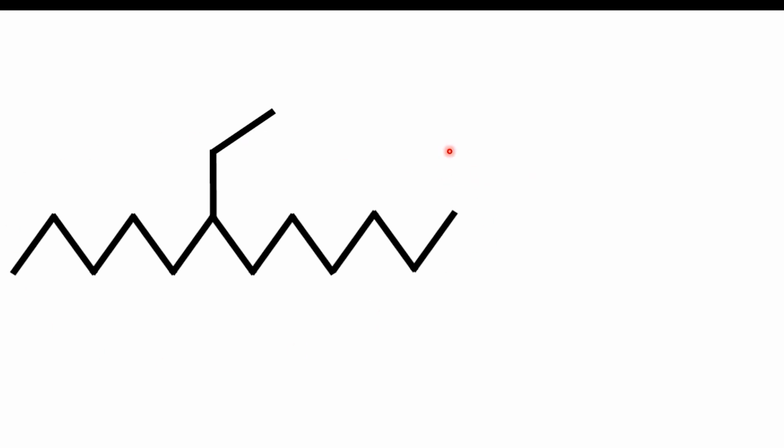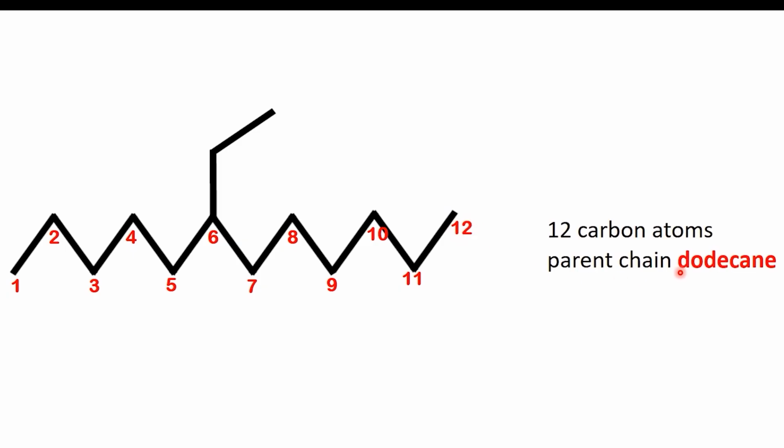When examining this molecule, the first step in naming it is to identify the parent chain. Here, the longest continuous chain is easy to identify. It consists of 12 carbon atoms, making the parent chain dodecane.